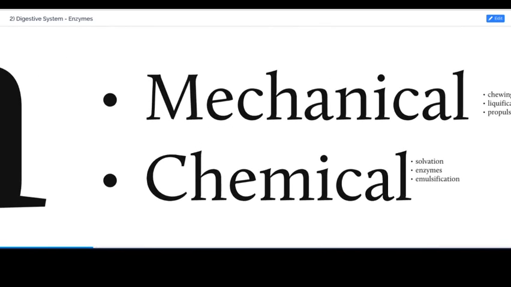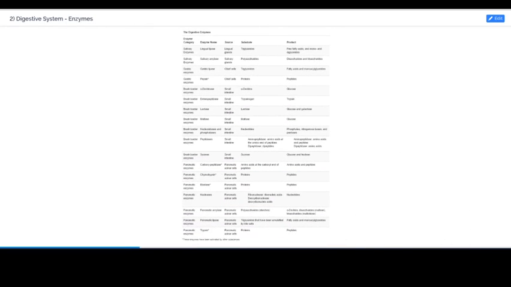Enzymes are part of chemical digestion. This is a table out of the book in the last module of the chapter, looking at all of the different enzymes. They've been arranged here based on where they're released along the digestive tract. However, I want to rearrange this information to look at enzymes based on the type of macromolecule that they break down.